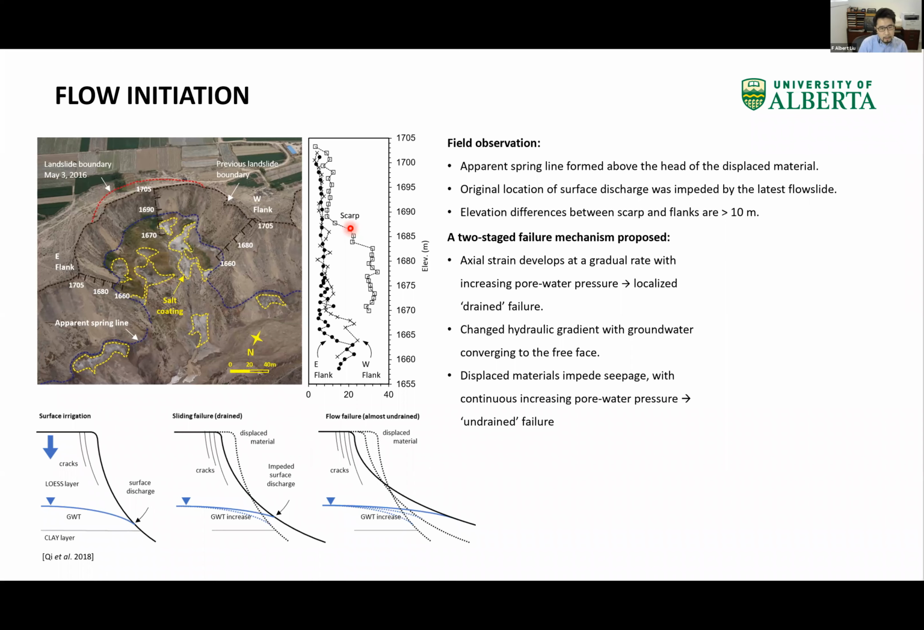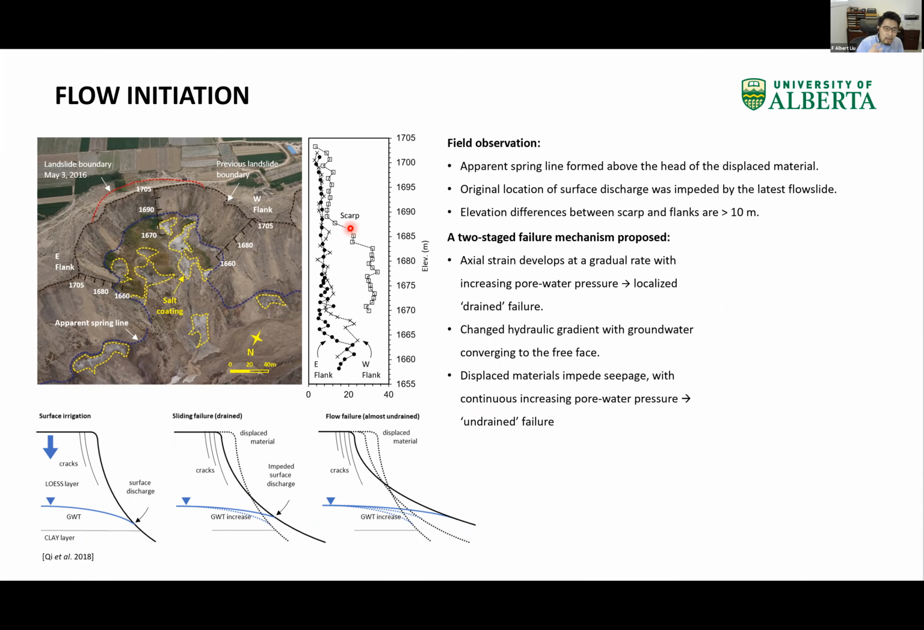In this conceptual model that we want to share with you, for the flow slides, we first have cracks because of this saturated basal zone of the loess. You can have tensile cracks developing on the crown area of a landslide or the free face in general. As this deformation continues, you will first experience a localized failure due to axial strain development, which continues at a more gradual rate.